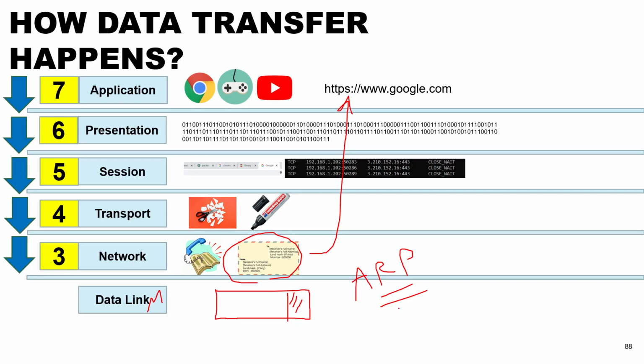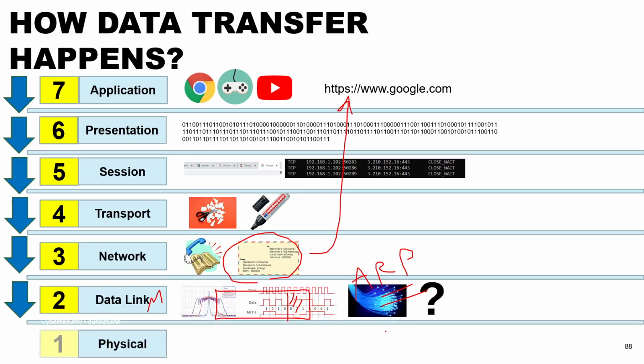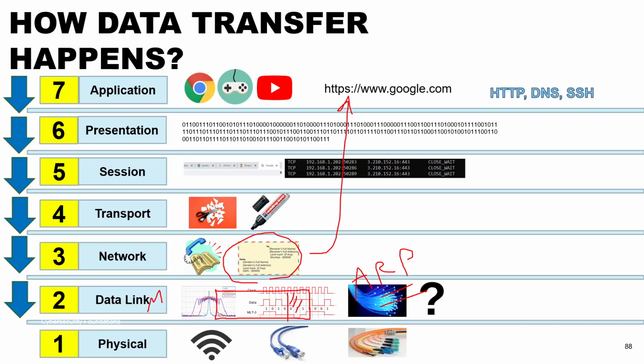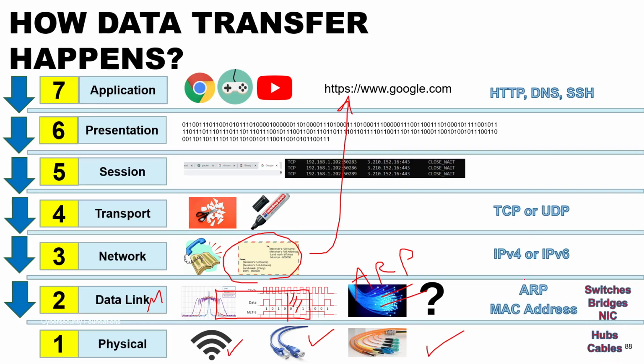After creating the data link layer frame, the data is moved to the physical layer. In the physical layer, we send the data over the physical cable, whether wireless, wired, or fiber optics. In each layer, we can find a set of protocols. For example, DNS, HTTP, and SSH are all application layer protocols. TCP or UDP are transport layer. IPv4 and IPv6 are layer 3. ARP or MAC address means layer 2.